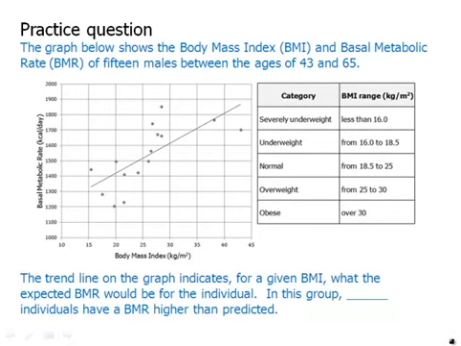So here's a practice question. Pause the video and then we'll talk about this. Okay, the trend line indicates for a given body mass index what the expected basal metabolic rate would be for the individual. So given say a body mass index of 30, we'd expect a basal metabolic rate right there, a little above 1600. In this group, how many individuals have a basal metabolic rate higher than predicted? So really, this is just asking us to count the points above the line.